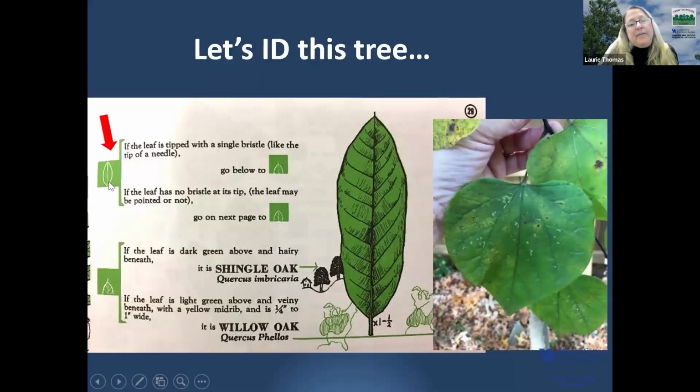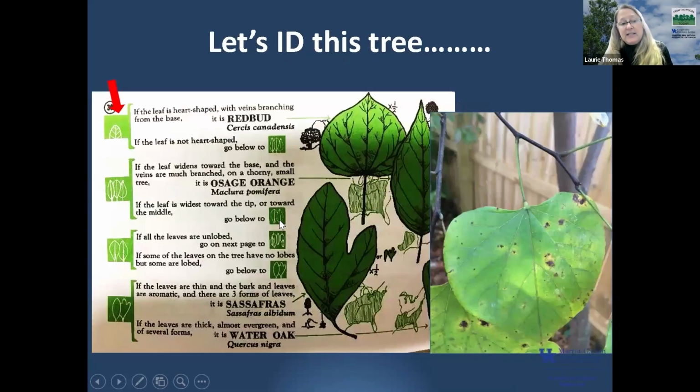Now it's asking us about the tip of the leaf. Remember, we talked a little bit about leaf tips. It asks if this leaf is tipped with a single bristle like the tip of a needle, and you can see there's a great example of what that should look like. Or if the leaf has no bristle tip. It can be pointed, but doesn't have a bristle tip. Our leaf is pointed, but it doesn't have a bristle tip, and if you were actually holding this, you would see that. So we want to look at this non-bristle tipped leaf. Take that over to the next page.